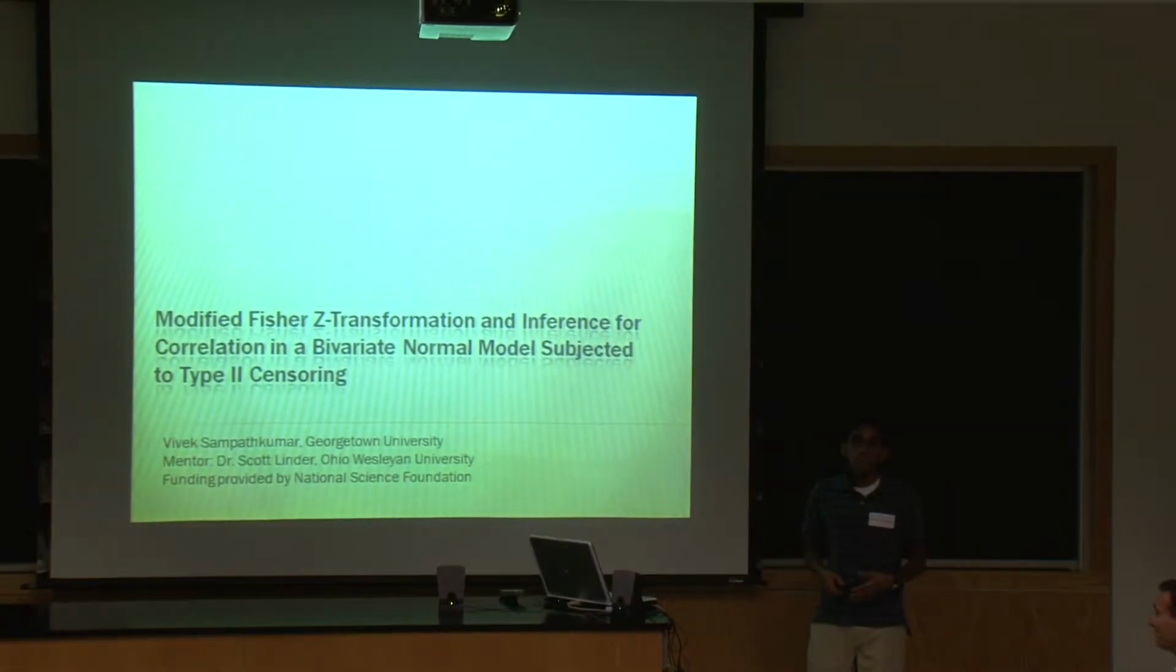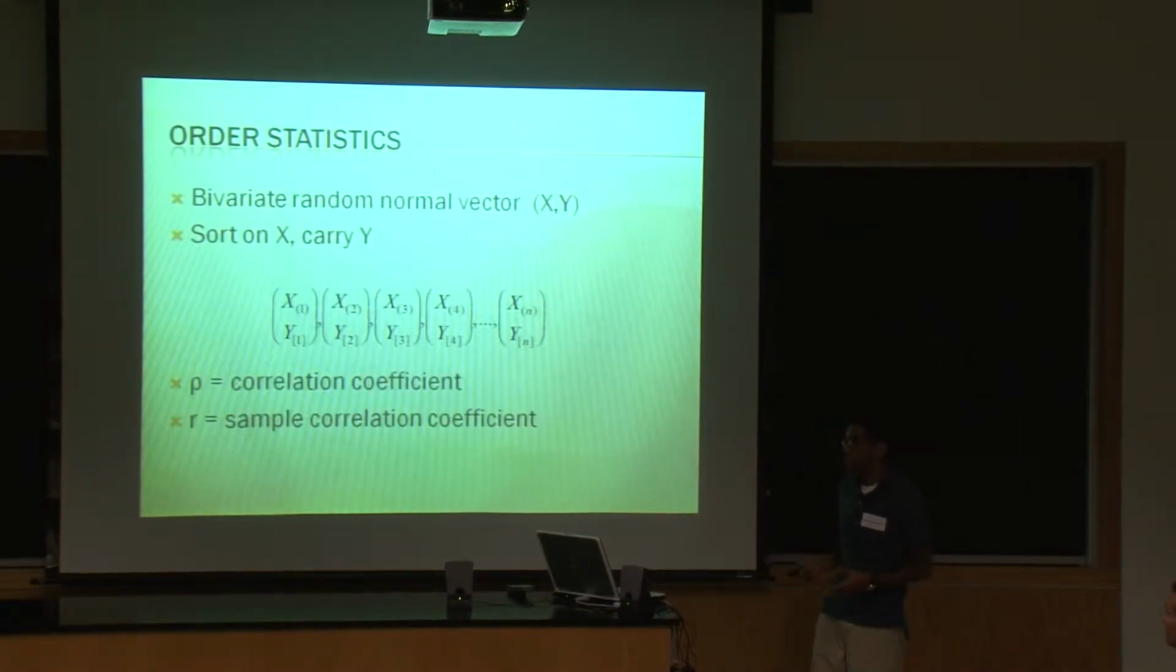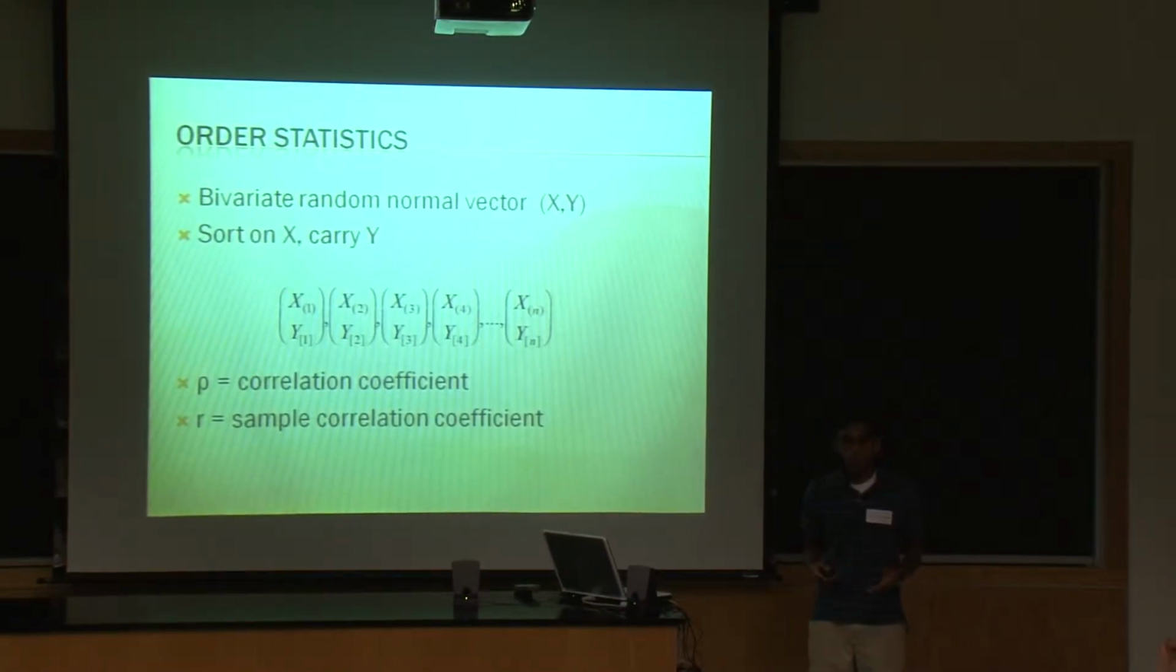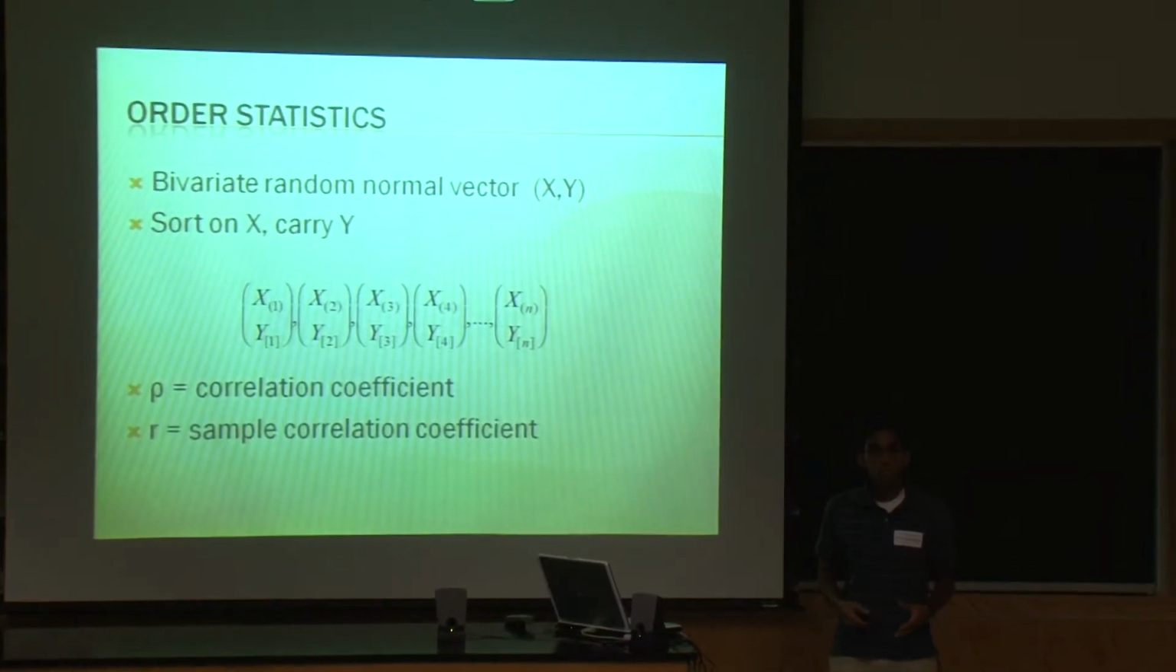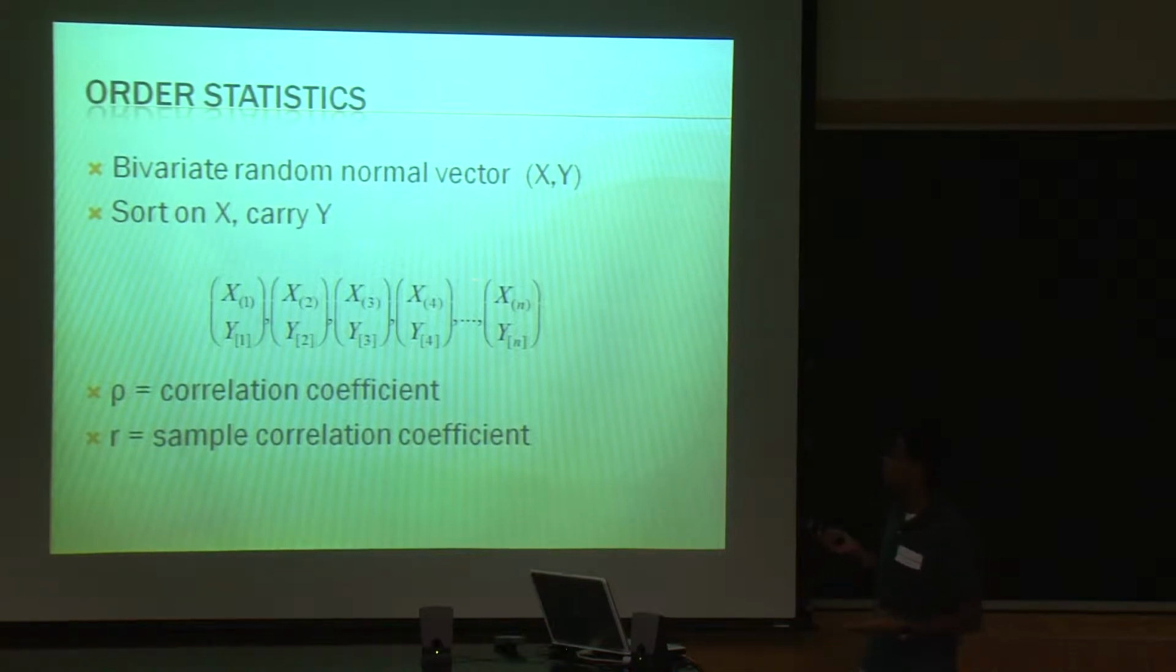I've been working this summer on estimating correlation in data subjected to type 2 censoring. To do this, we look at bivariate random normal vectors with random data x and y, which are jointly normally distributed. We take samples of size n from the bivariate normal population, we sort on x, and carry the corresponding y values. We consider rho the correlation coefficient representing the strength of the relationship between x and y in the population, and r representing the strength of that relationship in the samples we take.